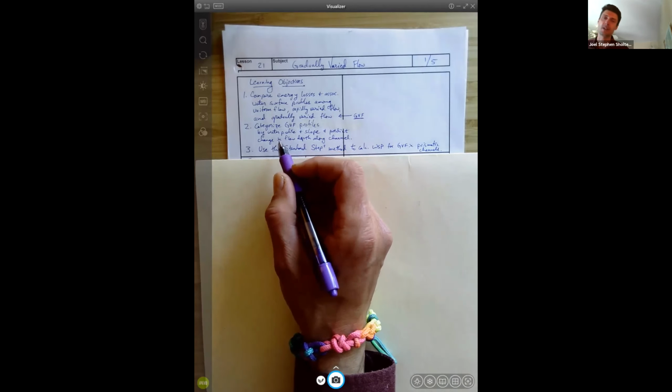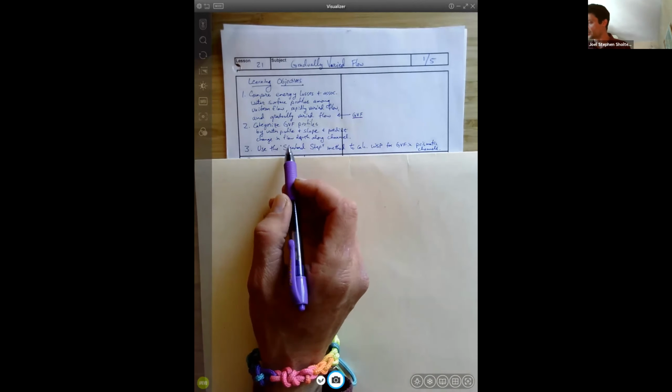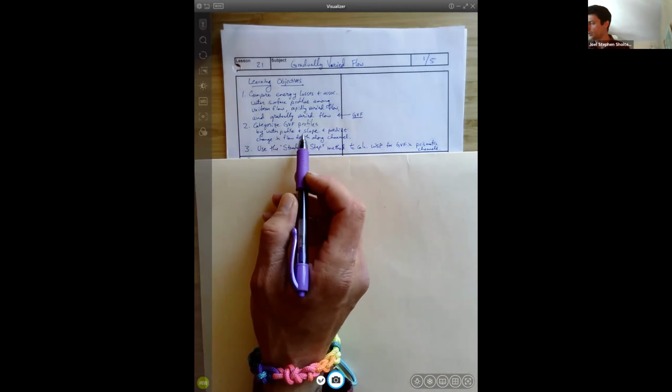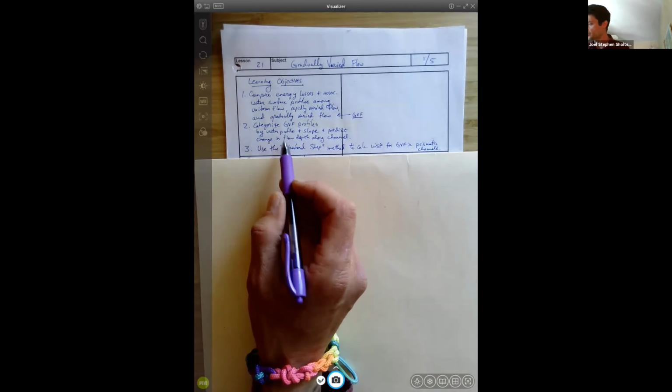So there's different kinds of gradually varied flow profiles, and they're a function of slope, typically, in relation to the discharge. So you can have steep or mild or critical slopes. And then whatever the slope is, that will influence what the gradually varied flow water surface profile looks like. So do we go from normal depth to critical depth? Do we go from normal depth to critical depth to a hydraulic jump? What does the transition look like from one point to another?